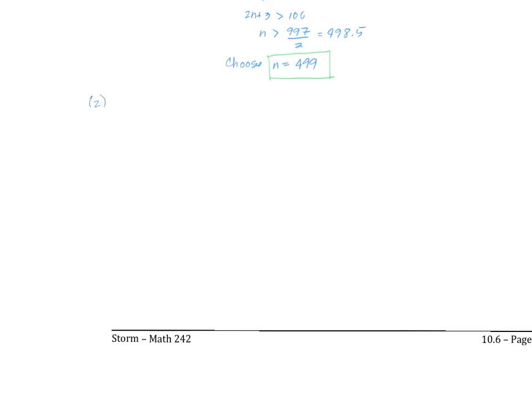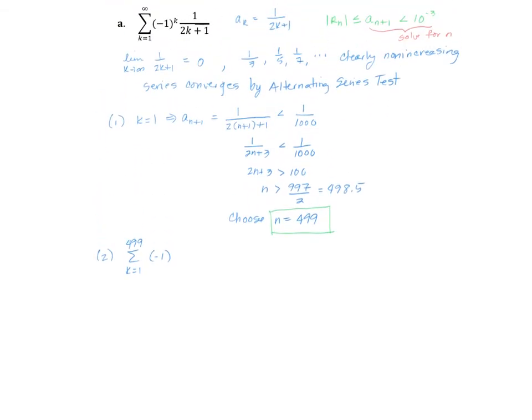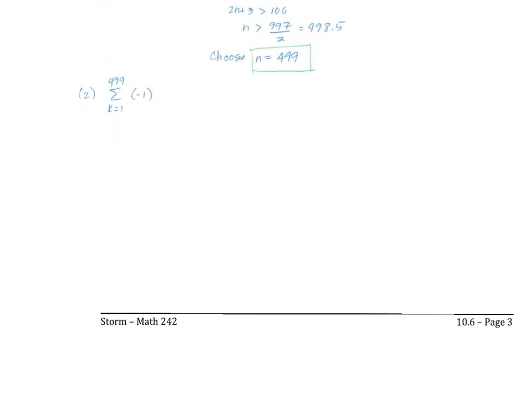Which brings me to part 2. In your calculator, you're going to go from k equal to 1 to 499, but you're putting in the original series, which would be negative 1 to the k, 1 over 2k plus 1. When I put it in the calculator, I got a negative 0.215.